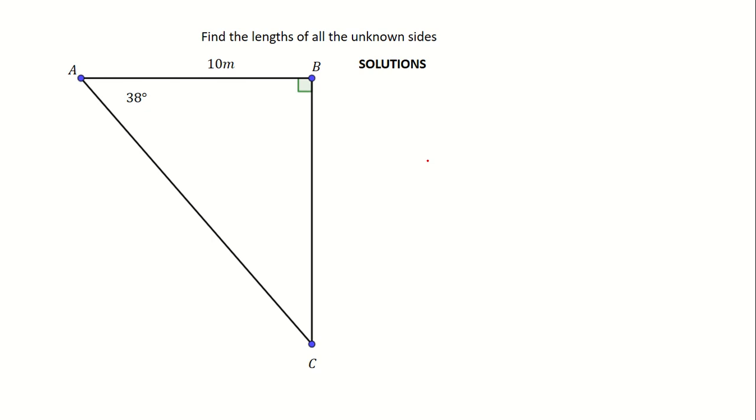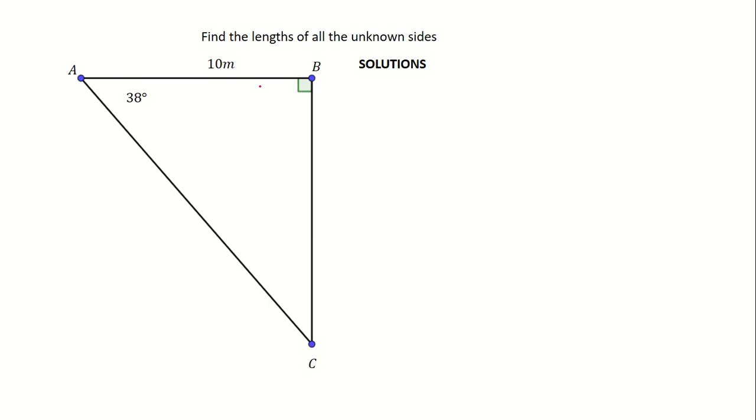The question says find the lengths of all unknown sides. We are given only one angle, which is 38, and one side, AB, which is 10 meters. What is the relationship between this given side and the given angle?